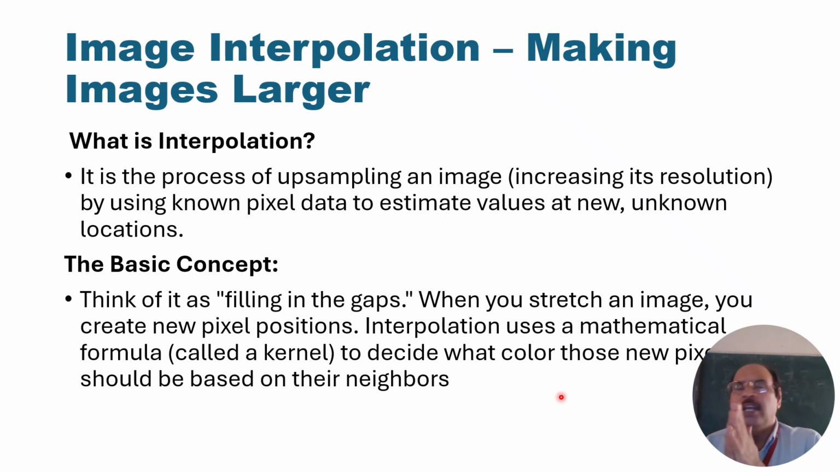So, listen here. You have a small image, you have a big image, you have new pixels in the big image. So we use a formula to determine what should be there in the newly created pixels. That formula, that mathematical formula, is known as kernel. Okay, all of you understood? Anybody who did not understand?